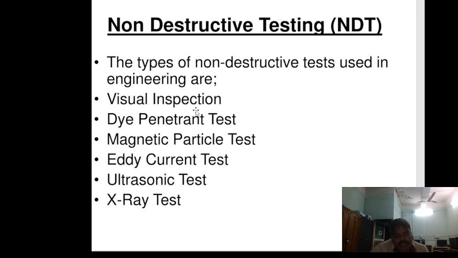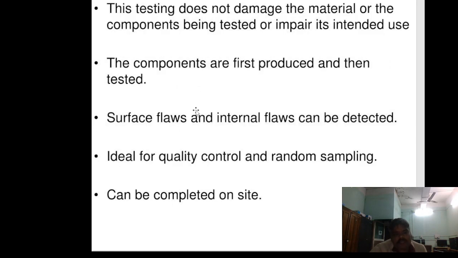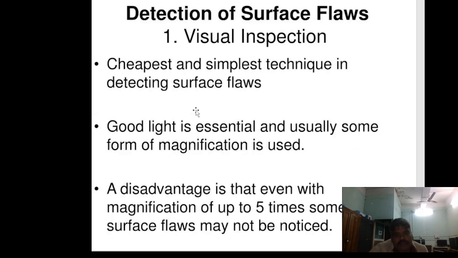Non-destructive testing: as I have earlier said, the types of non-destructive test used in engineering are visual inspection, dye penetrant test, magnetic particle test, eddy current test, ultrasonic test, X-ray test. This testing does not damage the material or the component being tested or impair its intended use. The components are first produced and then tested. Surface flaws and internal flaws can be detected. Ideal for quality control and random sampling, can be completed on site.